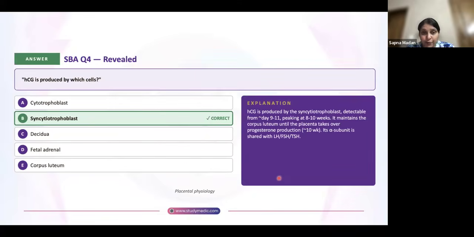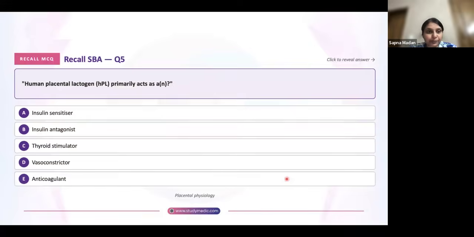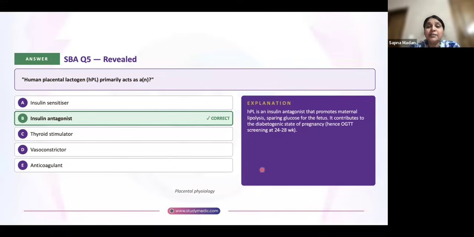This is also a frequently asked question. Human placental lactogen primarily acts as an insulin sensitizer, insulin antagonist, thyroid stimulator, vasoconstrictor, or anticoagulant? We have discussed that human placental lactogen predisposes to development of gestational diabetes. So this is an insulin antagonist. It promotes maternal lipolysis and it spares the glucose for the fetus. So there's more glucose present in the maternal circulation, and this is predisposing to the diabetogenic state of pregnancy.